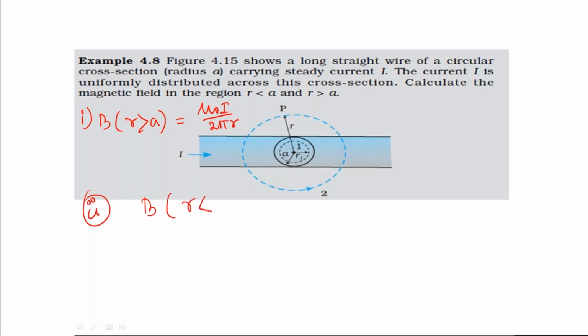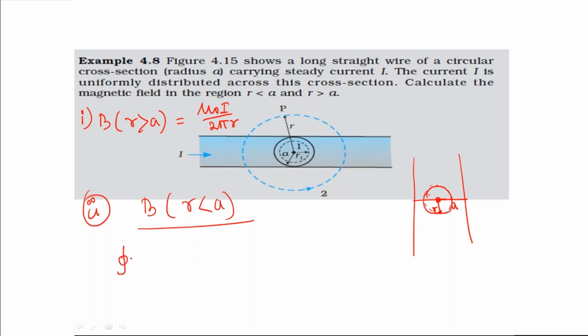Now I am going to calculate the second part. I have to calculate the magnetic field at r less than a, that means any interior point. Look, I am drawing here for you. Suppose this is the center and this is A. I have to take any smaller radius, so I am taking this as R. Then I have to draw an Ampere loop, and same as before it will be a circular loop. Suppose this is the circular loop of smaller radius, at an interior point now.